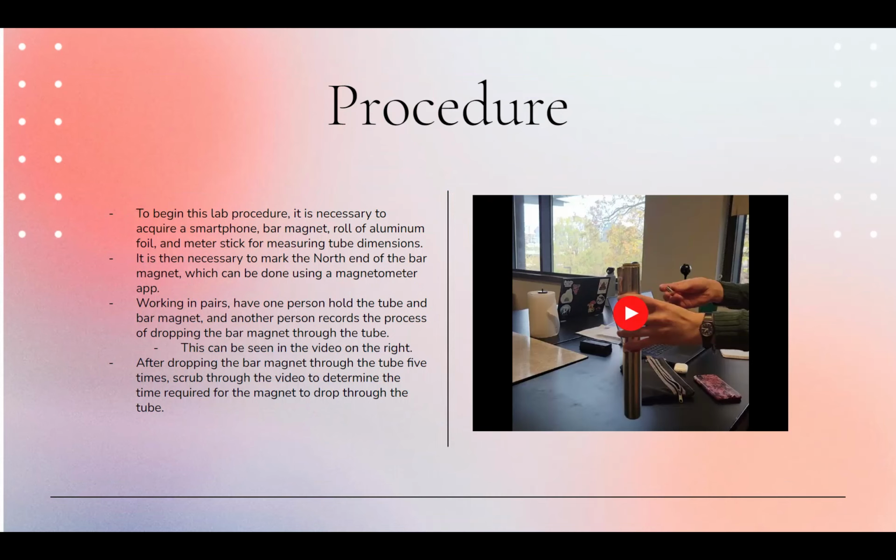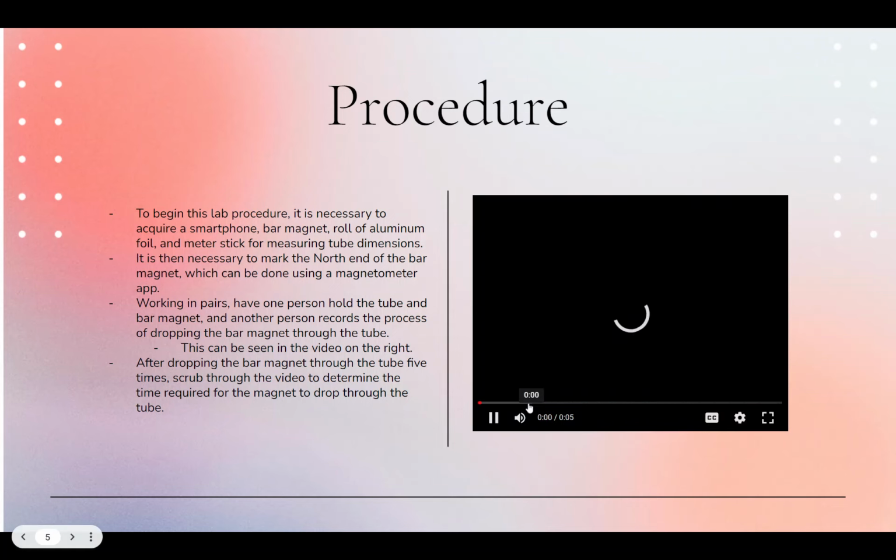To begin this lab procedure, it is necessary to acquire a smartphone, bar magnet, roll of aluminum foil, and meter stick for measuring tube dimensions. It is then necessary to mark the north end of the bar magnet, which can be done with a magnetometer app. Working in pairs, have one person hold the tube and bar magnet, and another person record the process of dropping the bar magnet through the tube. This can be seen in the video on the right.